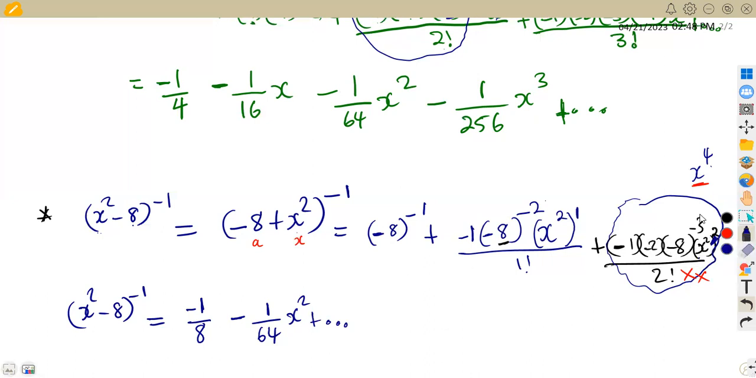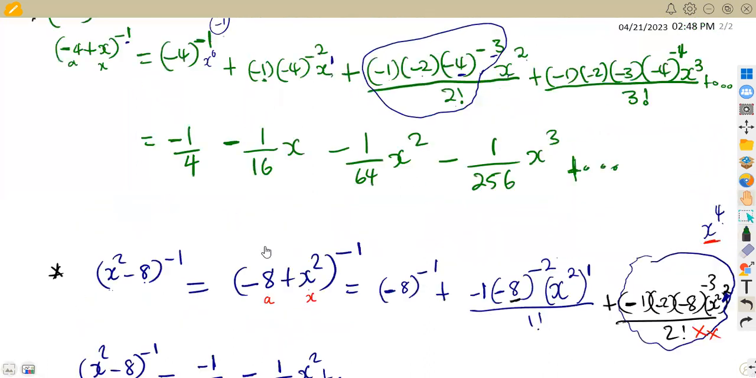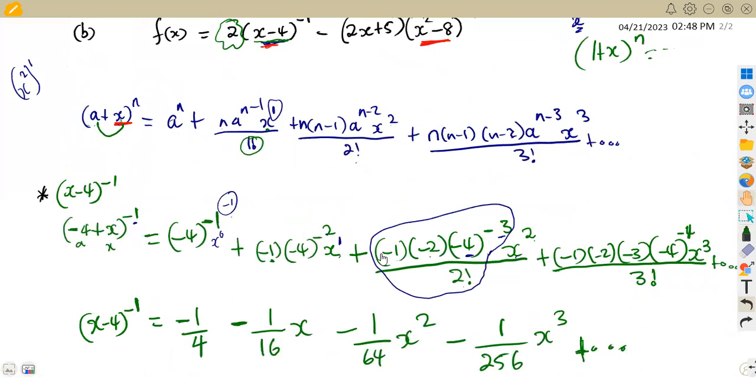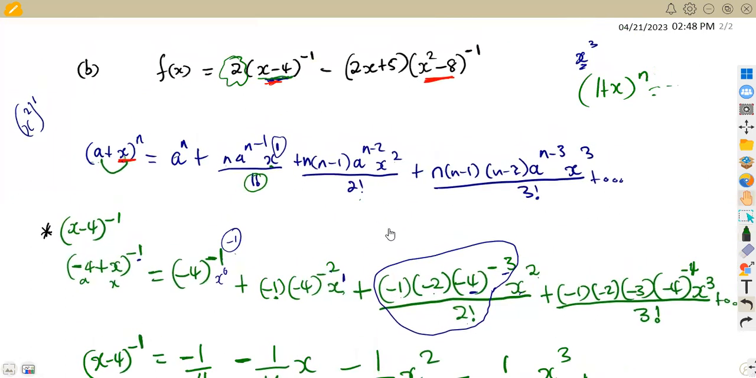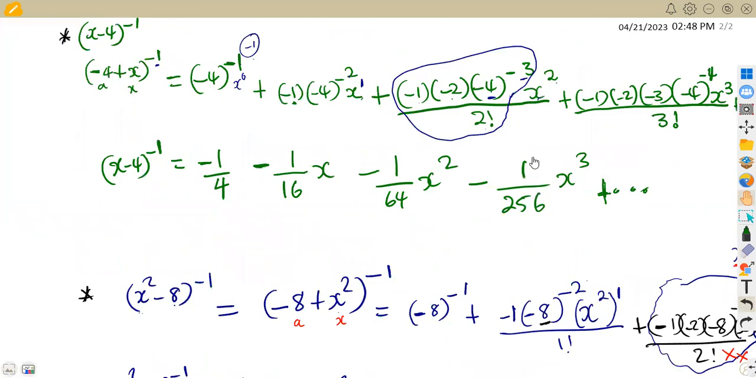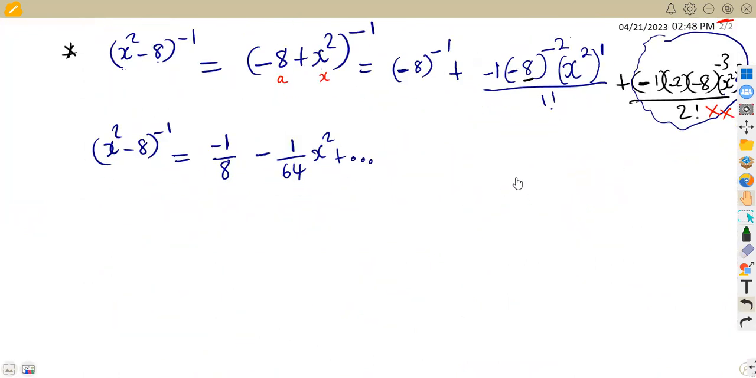All right, so now we have got the expansion of (x squared minus 8) to the exponent of -1, and also the expansion that we did previously of (x minus 4) to the exponent of -1. So let me write here (x minus 4) to the exponent of -1. We now have this expansion. So let's refer back to that previous expression that we were given before. We were given this expansion here. This is our f of x. So I'm going to rewrite this so that we can understand how we are going to have our final answer now.